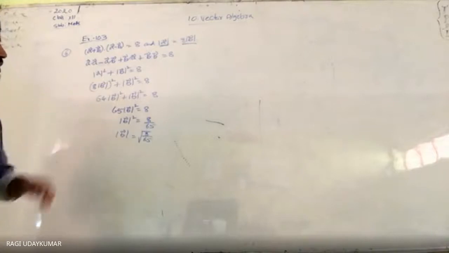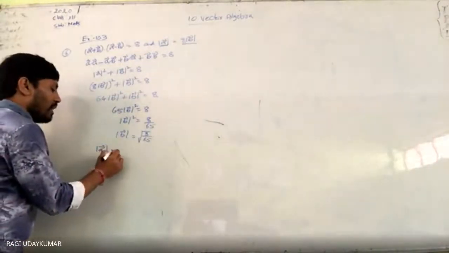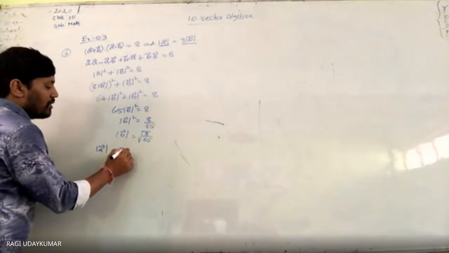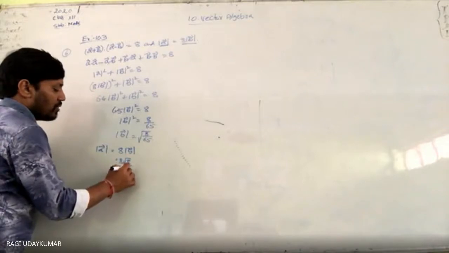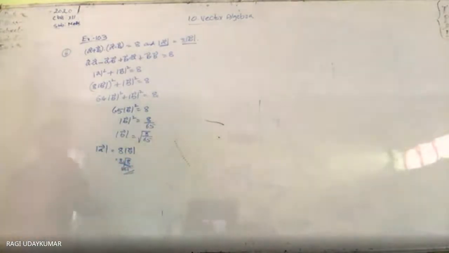It asks you to find the magnitude of A bar and magnitude of B bar. Magnitude of A bar is equal to 8 times magnitude of B bar, so 8 into under root of 8 by under root of 65. So we found the magnitude of A bar and magnitude of B bar here. Did you understand? It's not very difficult. You can simplify it and keep it, otherwise you can keep it as it is also, it doesn't matter. Next, the seventh question is evaluate.